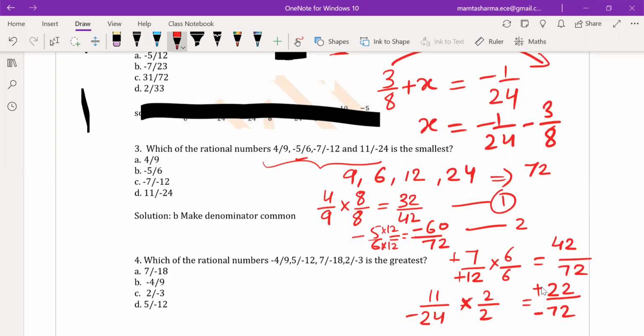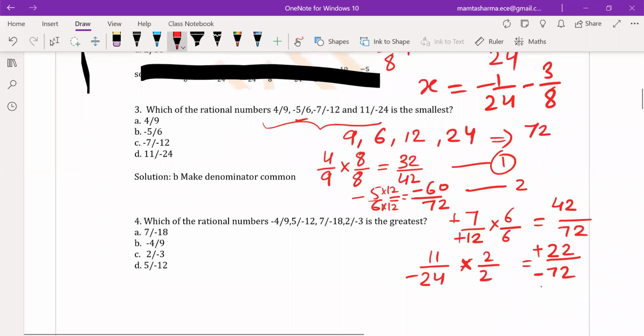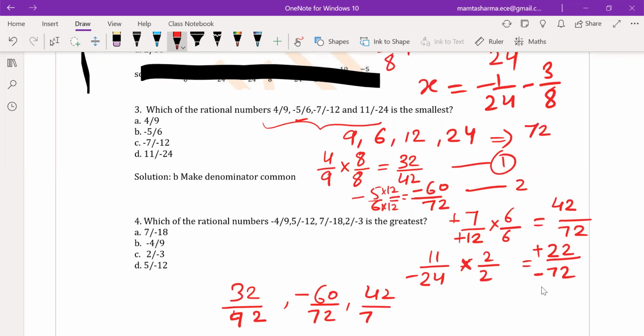Now compare the numbers, which number is bigger. See, we are getting 32 by 72, minus 60 by 72, minus 42 by 72, and 22 by 72. Which number is smallest? Minus 60 by 72. This number corresponds to minus 5 by 6. So our answer would be minus 5 by 6, B.